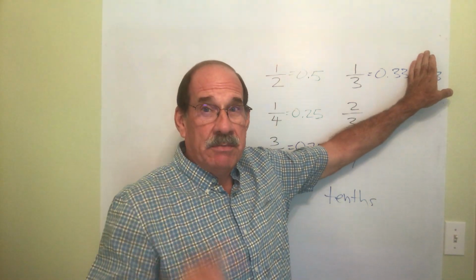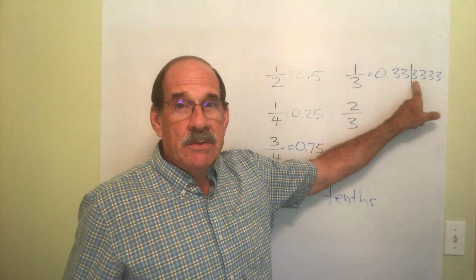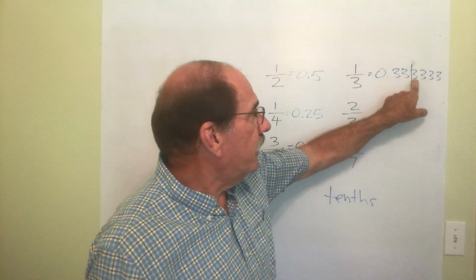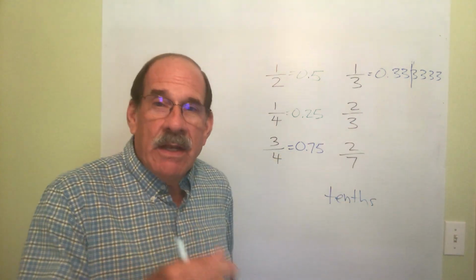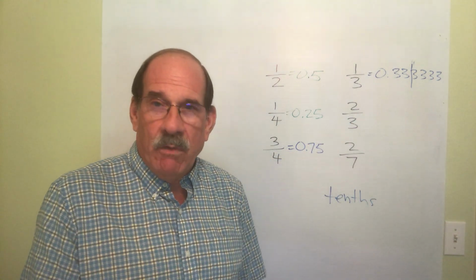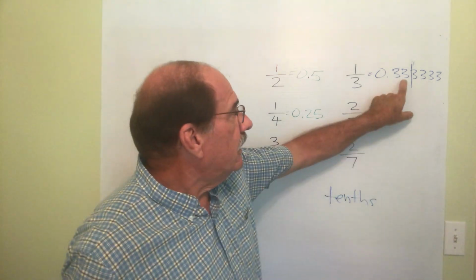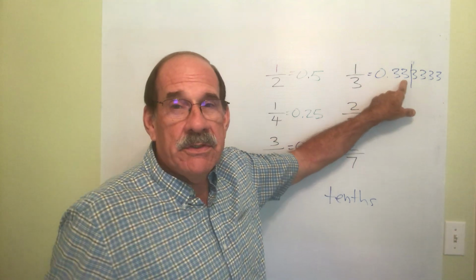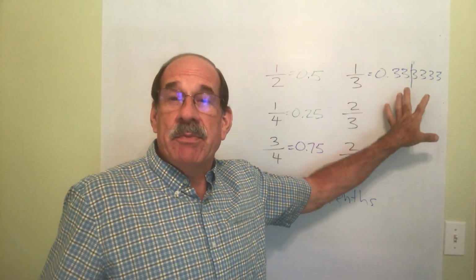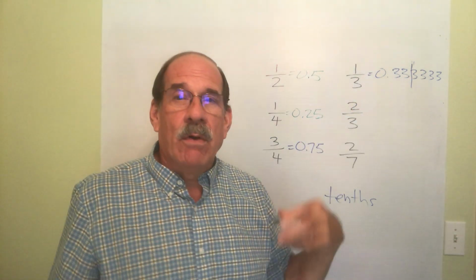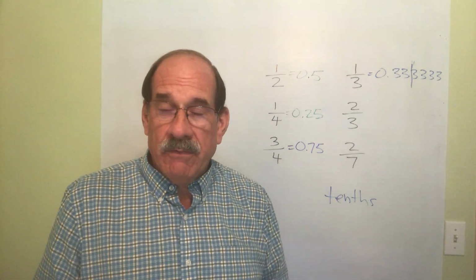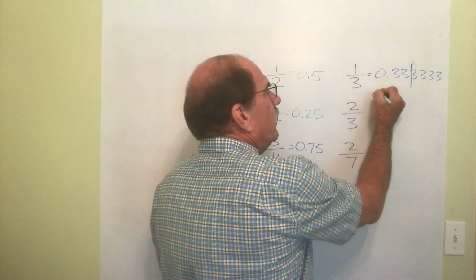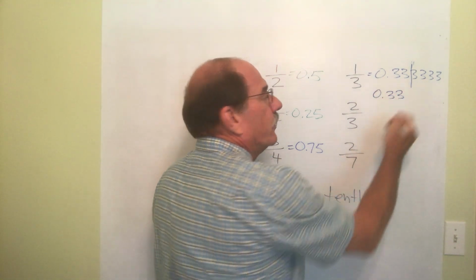But we have to know something else. What the next number is. Now we're going to drop it right there, but the next number is very important. If that next number, which in this case is 3, is under 5, less than 5, you leave this one alone. Don't mess with it. If this, and we'll see examples in a moment, were 5 or more, we do something different. But since it's less than 5, we leave it alone, and we would call this 0.33.